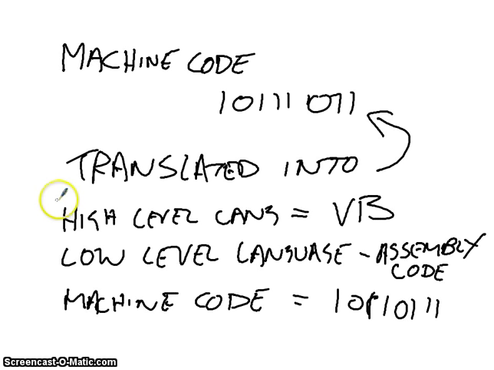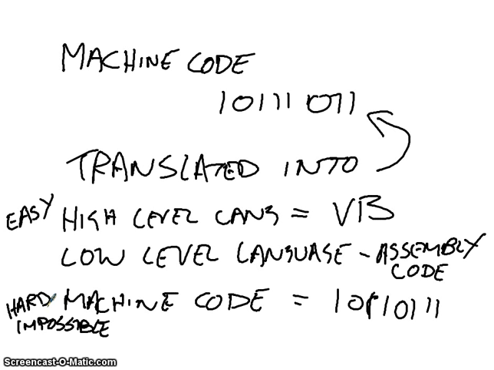The high-level language is really easy to code, whereas machine code is hard to impossible. But if you wrote all your programs in machine code, it would be really fast. And so there is the balance. It goes from easy to hard, but there is also speed and efficiency as well. So basically, the lower level you program in, the faster your code is going to go.